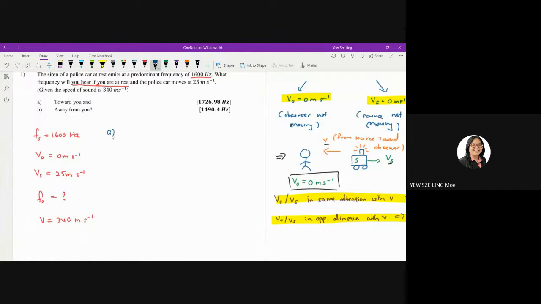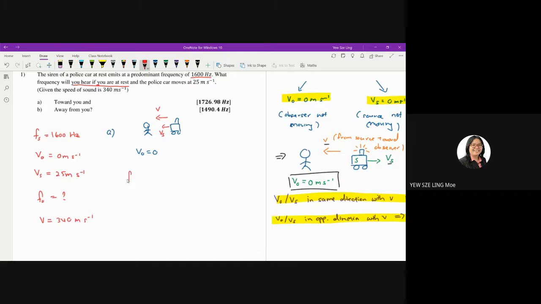So question A: what if the police car moves towards you? This is you, this is the police car, and this is the siren. Your V equals 0. What we do know is the direction of sound: V is always from the source towards the observer. Question A tells you this police car moves towards you, so you have Vs towards you.